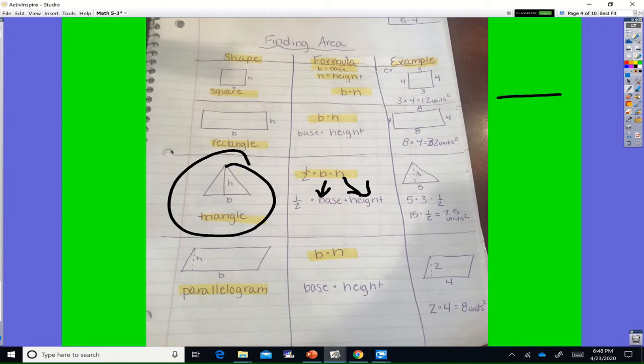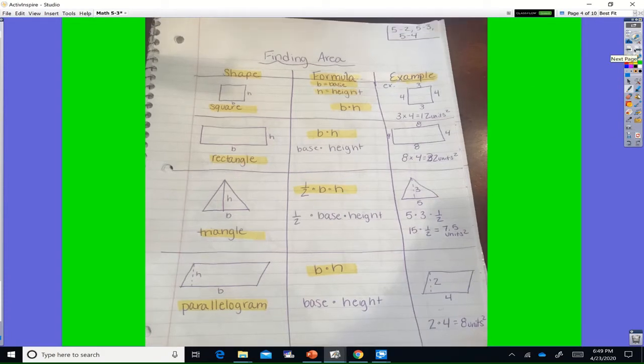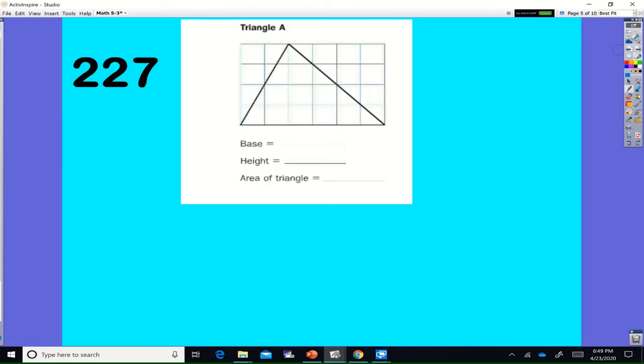Or like on a number line, if you want to find half of 6, it's going to be exactly halfway in between, which is 3. Okay, that's what we think of when we think of half. So, in your math journal, you are going to open up your book to page 227.